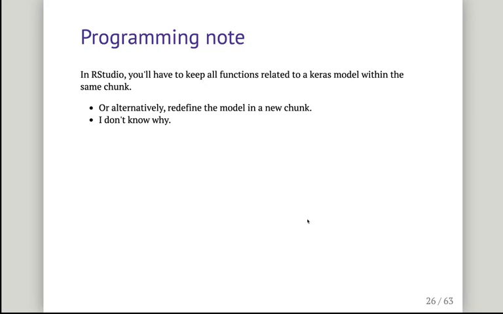Again, in RStudio, you have to keep all functions related to a keras model within the same chunk, or alternatively, you can redefine it. So my recommendation would be to write all of your code for a problem in one chunk, and then call back to different parts of that chunk as you're writing your homework problem. I don't know exactly why this is the case, but if I had to guess, it would be that each chunk is calling Python in the background and then not remembering the calls that were sent to Python. So that's my hunch as to why this is happening.